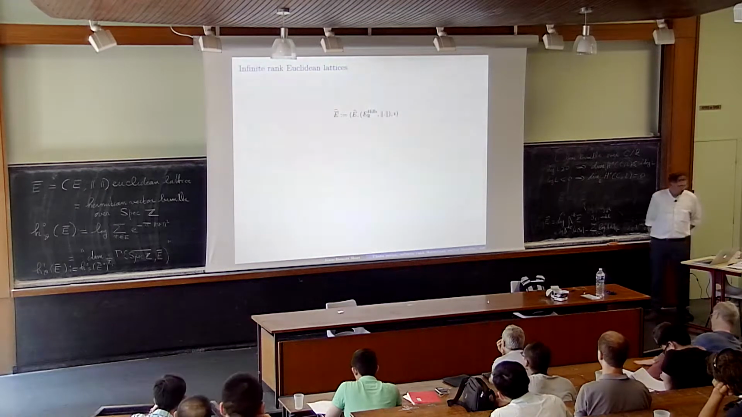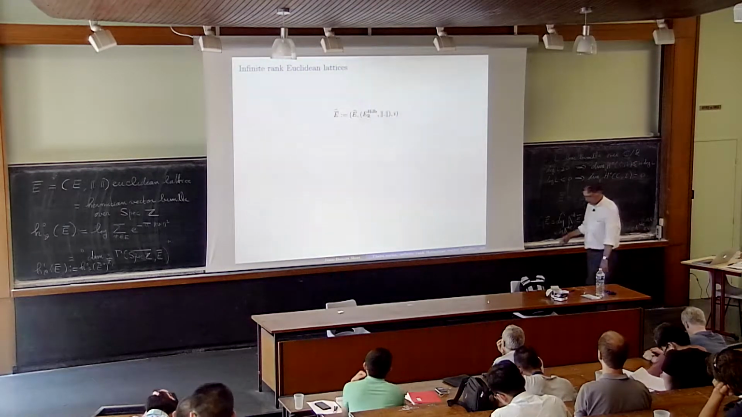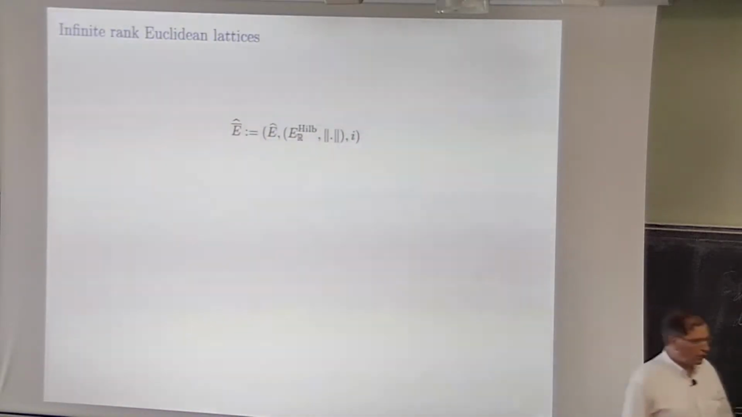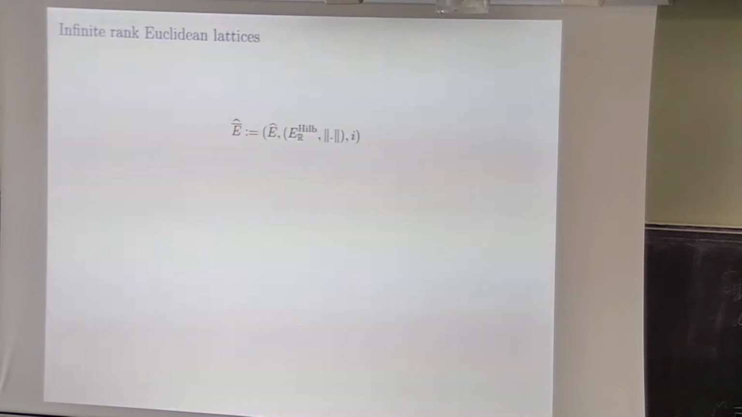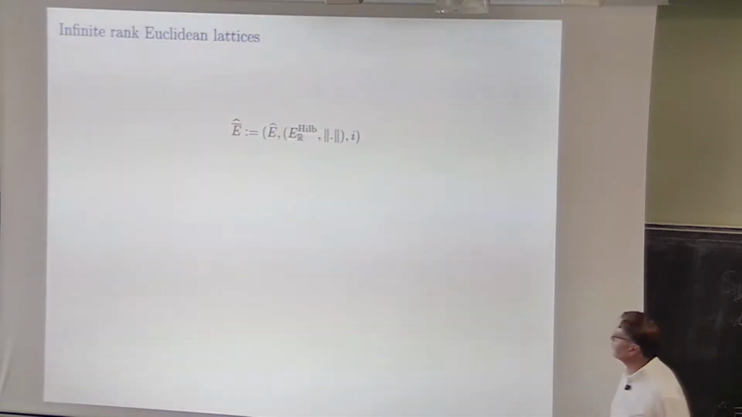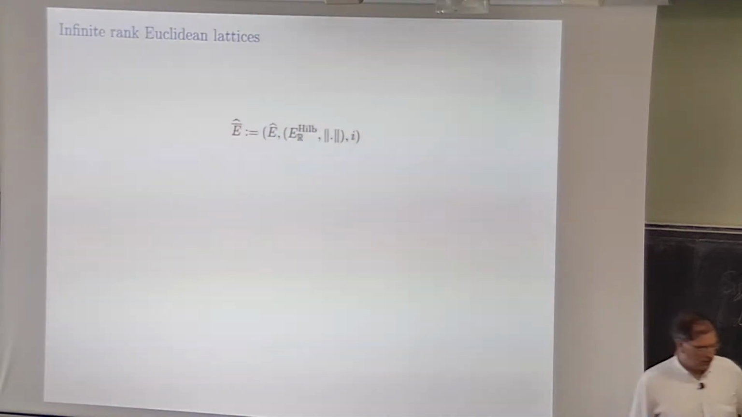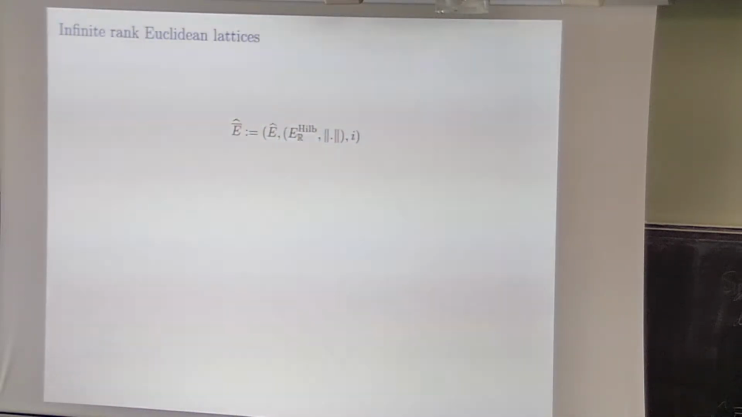Okay, so actually there are various kinds of infinite rank Euclidean lattices. Some are defined as projective limits, others as inductive limits. So in this talk, I will focus on pro-infinite rank Euclidean lattices, and they may be defined as follows. It will be a data of 3 things.